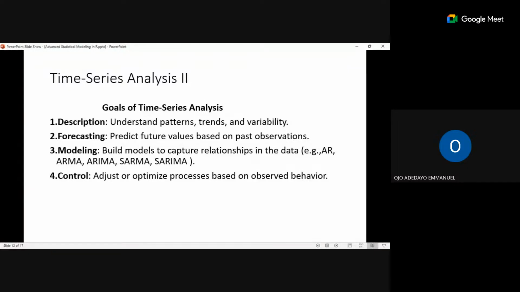Then we have what we call the SARMA. SARMA means seasonal auto-regressive moving average. So when you have seasonal data, you cannot use ARMA or ARIMA, but you are going to use SARMA. Then we have another one called SARIMA. What is SARIMA? SARIMA simply means seasonal auto-regressive integrated moving average. Those are the models that we normally use in time series.